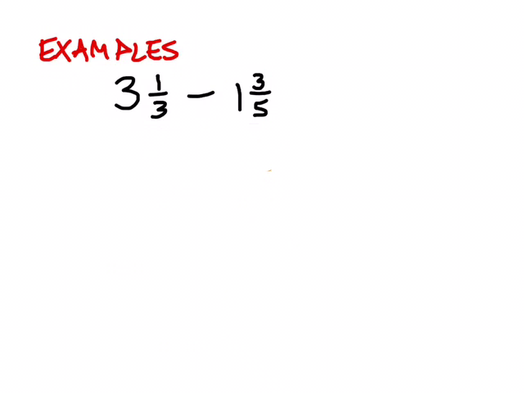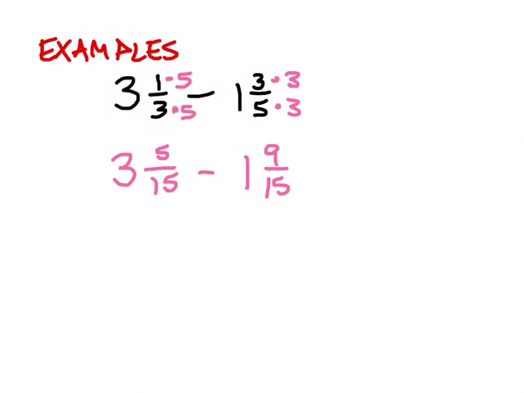Here's another subtraction problem. Again, common denominator is always my first thing before I make any other moves. So these are nothing alike, so I just multiply them by each other. 5 times 3, 3 times 5. Change the top accordingly, and I end up with 3 and 5/15 minus 1 and 9/15. Now here's the point in subtraction of mixed numbers where I have to decide, do I need to borrow? I see that 9/15 is bigger than 5/15, so yes, I have to borrow.